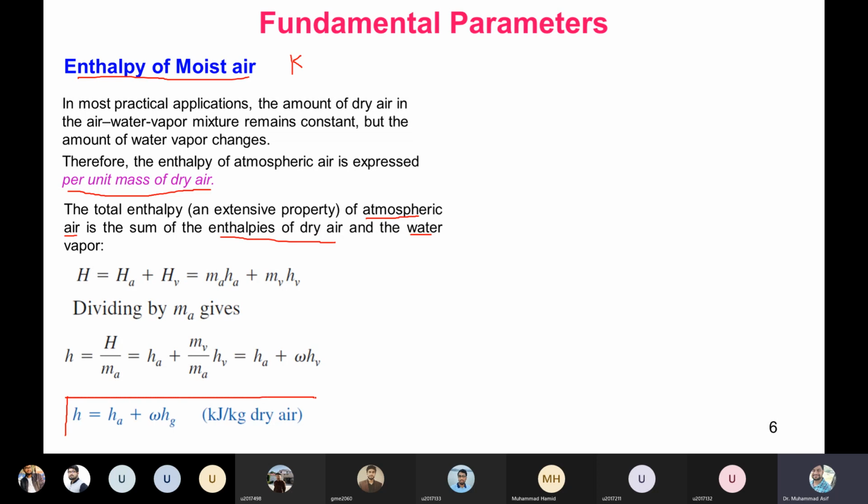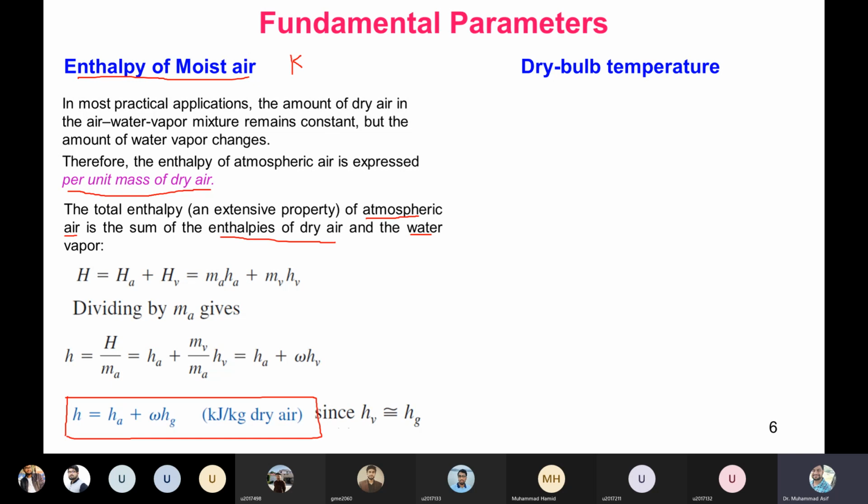So the enthalpy of the moist air has two terms. The first term we call hA, the enthalpy of the dry air, and omega hg is the enthalpy of the water vapors. Since we have replaced hv with hg, this is approximately equal, as I showed you in the T-h diagram as well.